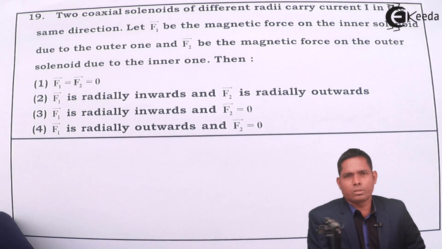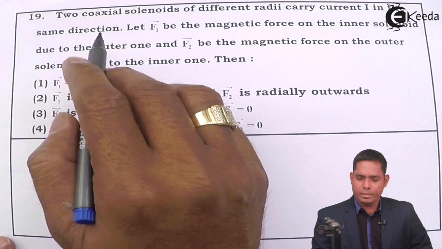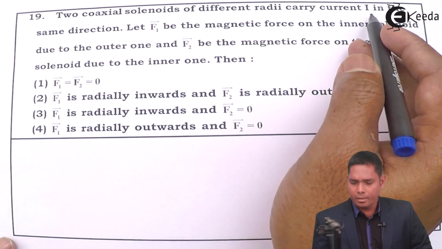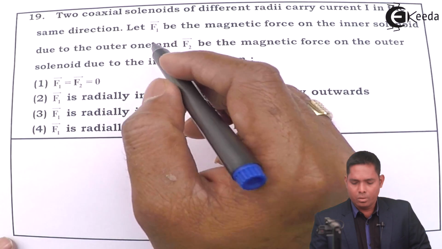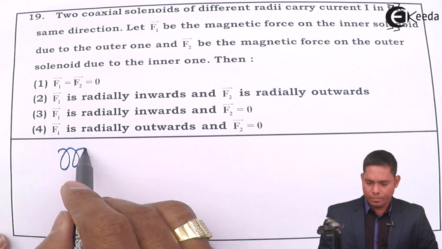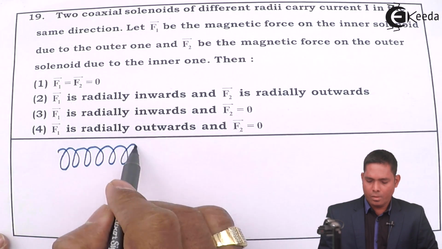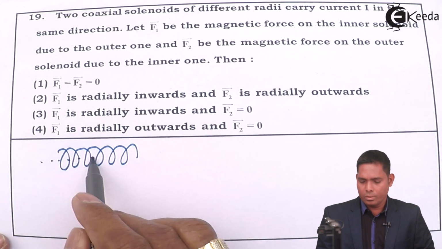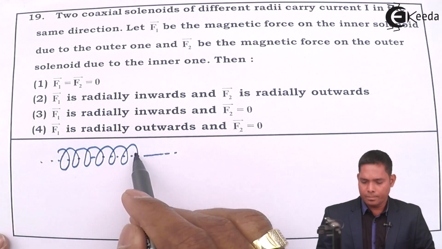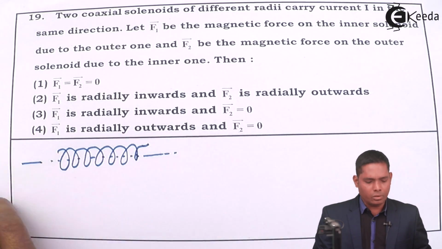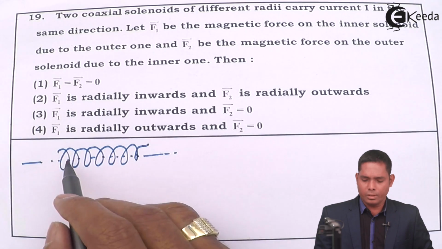Students, let us solve the next question. Question number 19. The question says two coaxial solenoids of different radii carry current I in the same direction. So we have a solenoid like this. This is a solenoid, and there is another solenoid. The axis of the solenoid is like this. This is the axis of the solenoid, and another solenoid is placed coaxially with this.